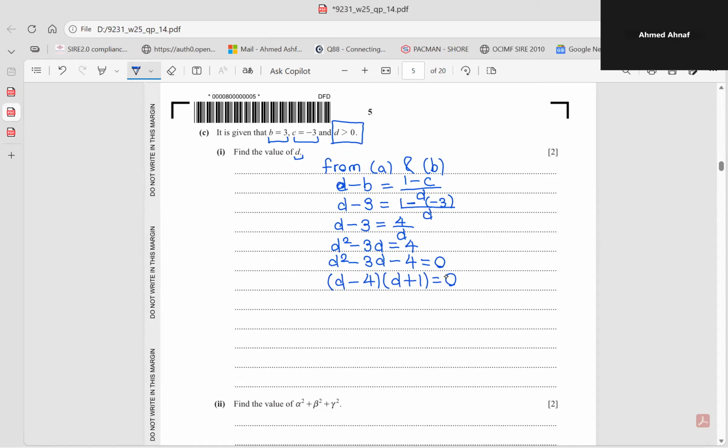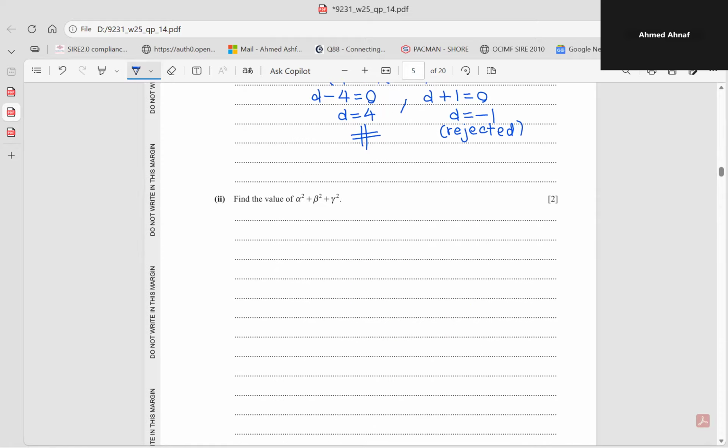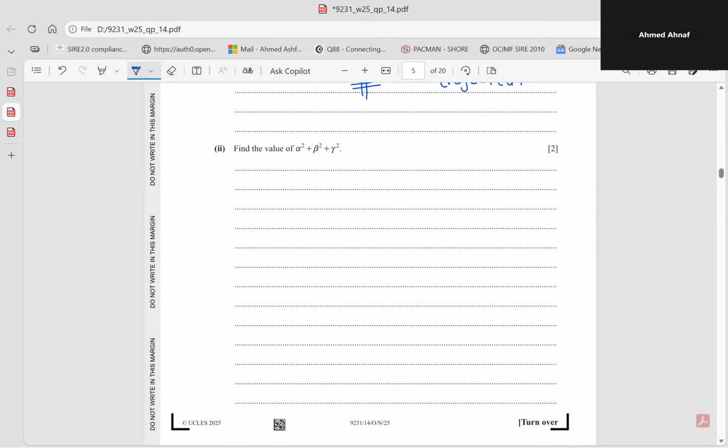These are the factors of the expression on the left-hand side. So you just equate both of them to 0. D minus 4 equals 0, you get D equals 4. And D plus 1 equals 0, you get D equals negative 1. Obviously this one is rejected because it's less than 0. And D equals 4 will be our final answer. So this would be all for the first part of part C. Let's move on to the second part of part C.